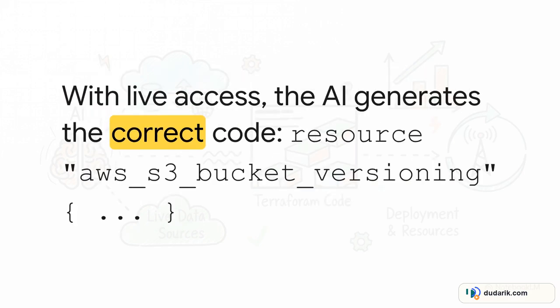But now, with the MCP server, check out the difference. The AI has live access. It knows that versioning is now its own separate resource, aws_s3_bucket_versioning, and just like that, it generates the correct, modern code that follows today's best practices. This right here is that aha moment. It just works. No fuss, no debugging.